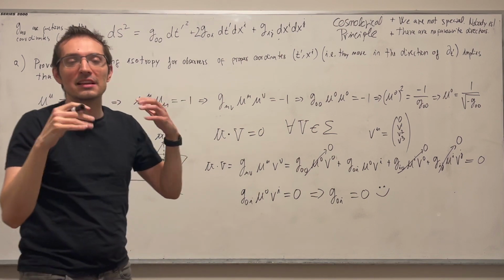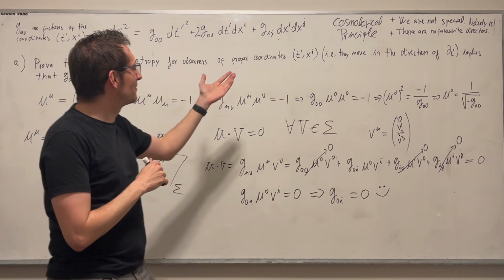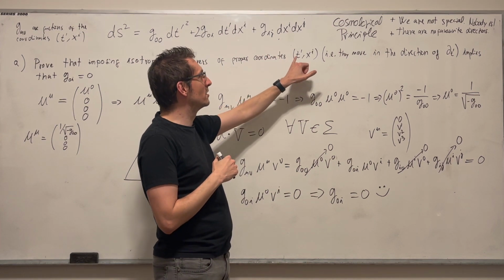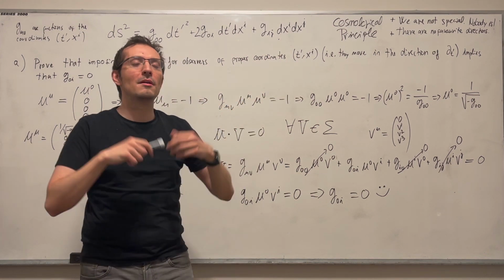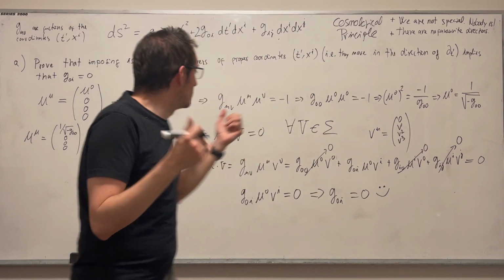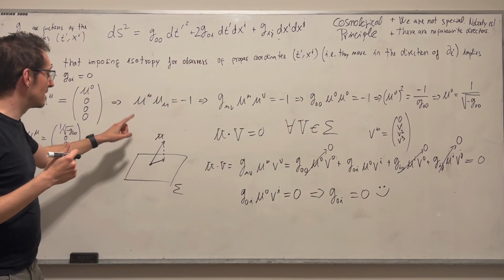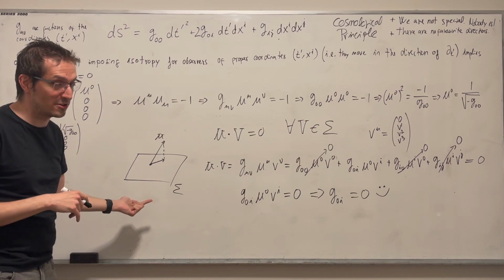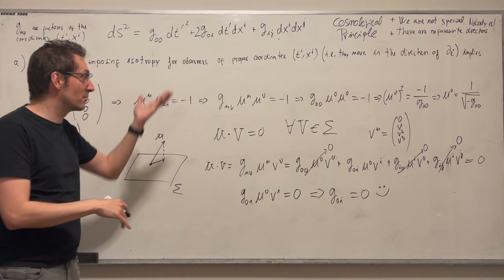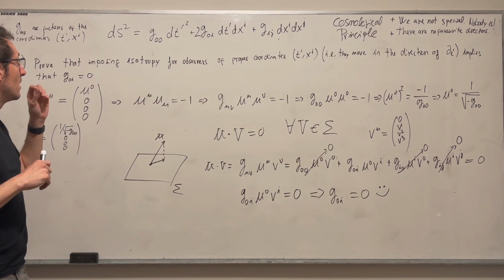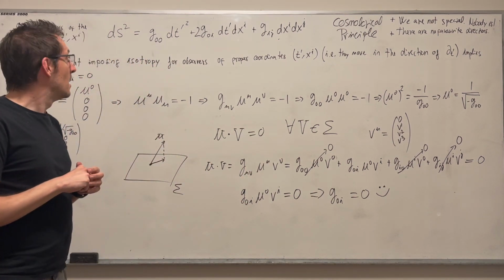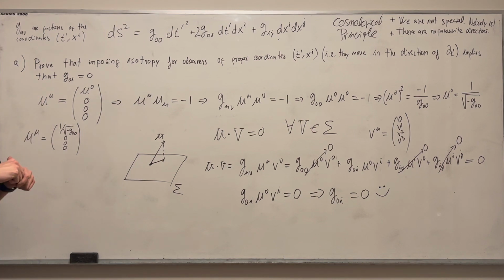Because imposing isotropy, let me remind you, is that for at least a family of observers, here called the observers that move with coordinates t prime xi, there's no privileged direction in space. And imposing that alone, and in particular the manifestation that the four-velocity of those observers cannot have a projection on the spatial sections of constant time, we found that the g0i has to be 0. Wonderful. Okay, but there's more that we can get out of isotropy. Let's take the next step.